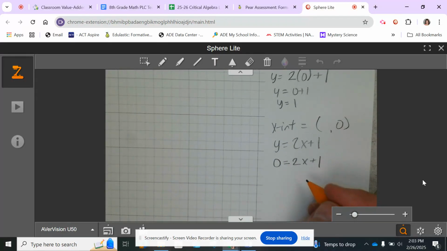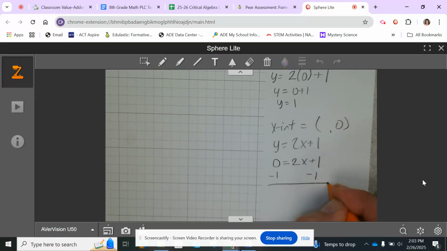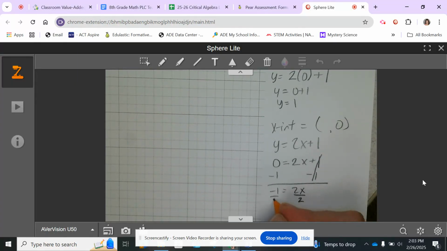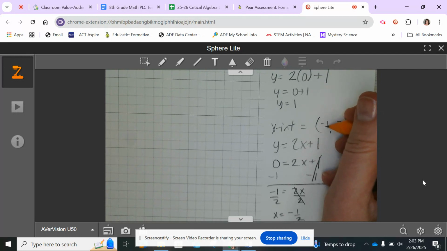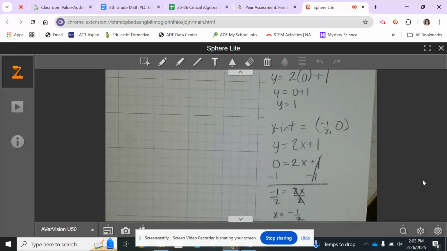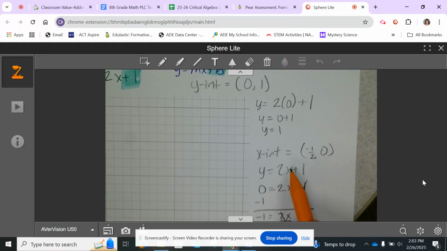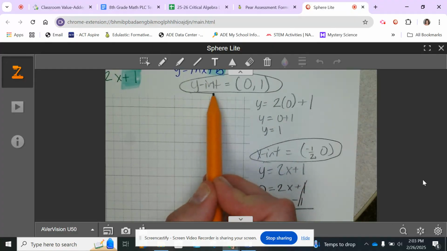So to solve for that x, I'm going to subtract 1 from both sides. And then I'm going to divide both sides by 2. So the x value of the x-intercept is negative 1/2. So now I have my x-intercept is negative 1/2, 0. My y-intercept is 0, 1.